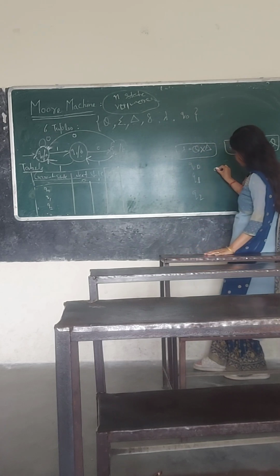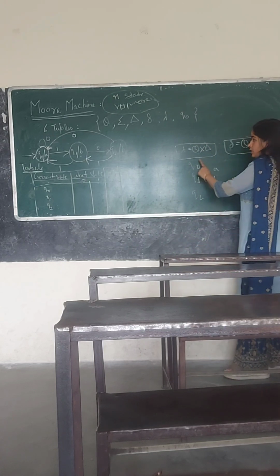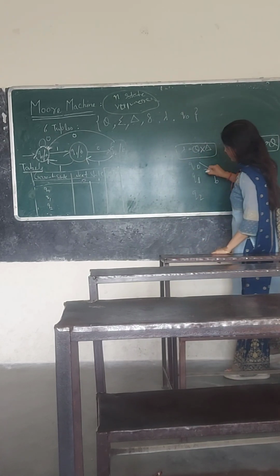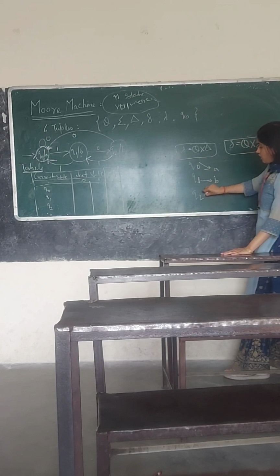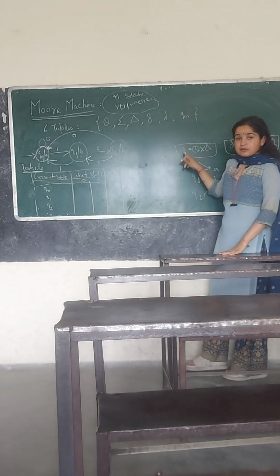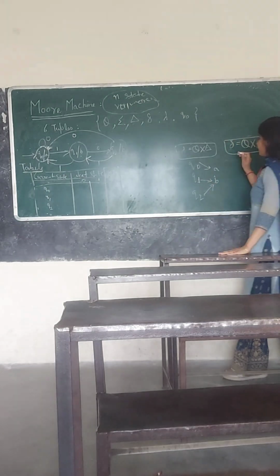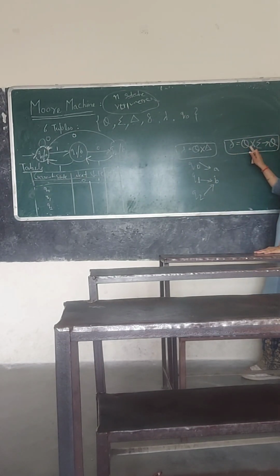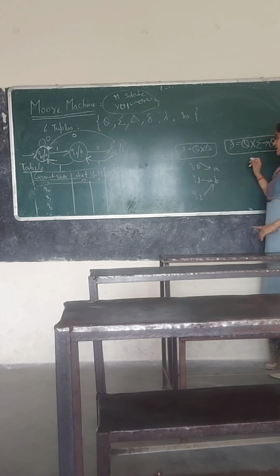We can write it as A and B. For Q0 output is A, for Q1 output is B, and for Q2 output is B. We can write it like this. Then we have the transition function. States are the same, Q0, Q1 and Q2.